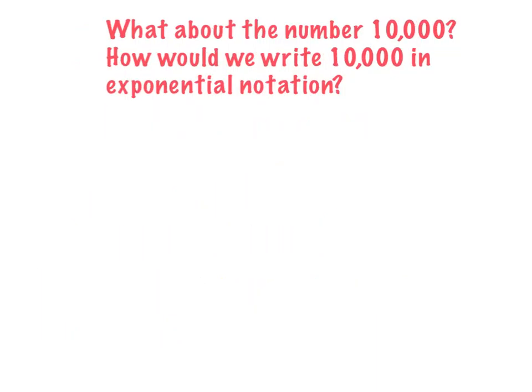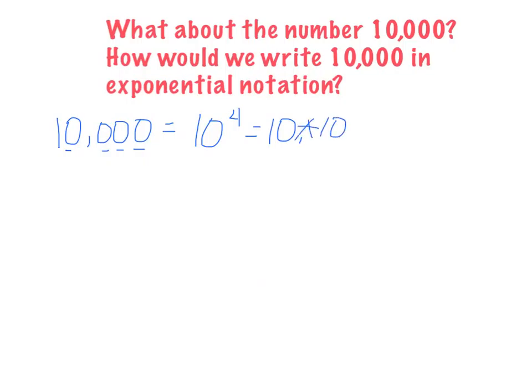Now how about the number 10,000? How could we write that into exponential notation? We have 10,000. So I count here 1, 2, 3, 4 zeros. So that will be 10 to the 4th power, or 10 times 10 times 10 times 10.